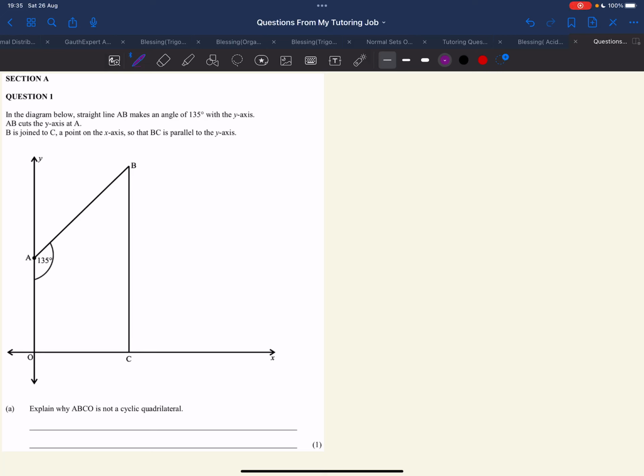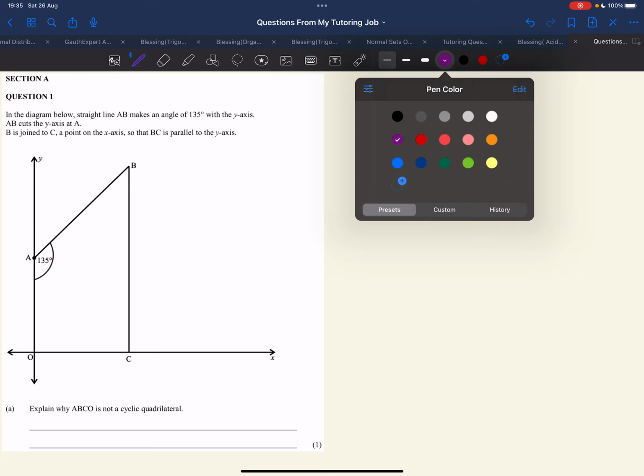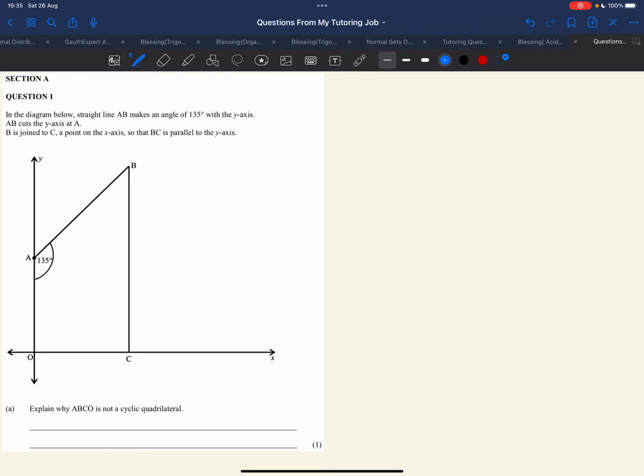Okay, right now we are in section A, question 1. They say that in the diagram below, straight line AB makes an angle of 135 degrees with the y-axis. AB cuts the y-axis at A, and B is joined to C, a point on the x-axis, so that BC is parallel to the y-axis. Now what I want you to get, this is the y-axis. BC is parallel to the y-axis, meaning that this is parallel to that.